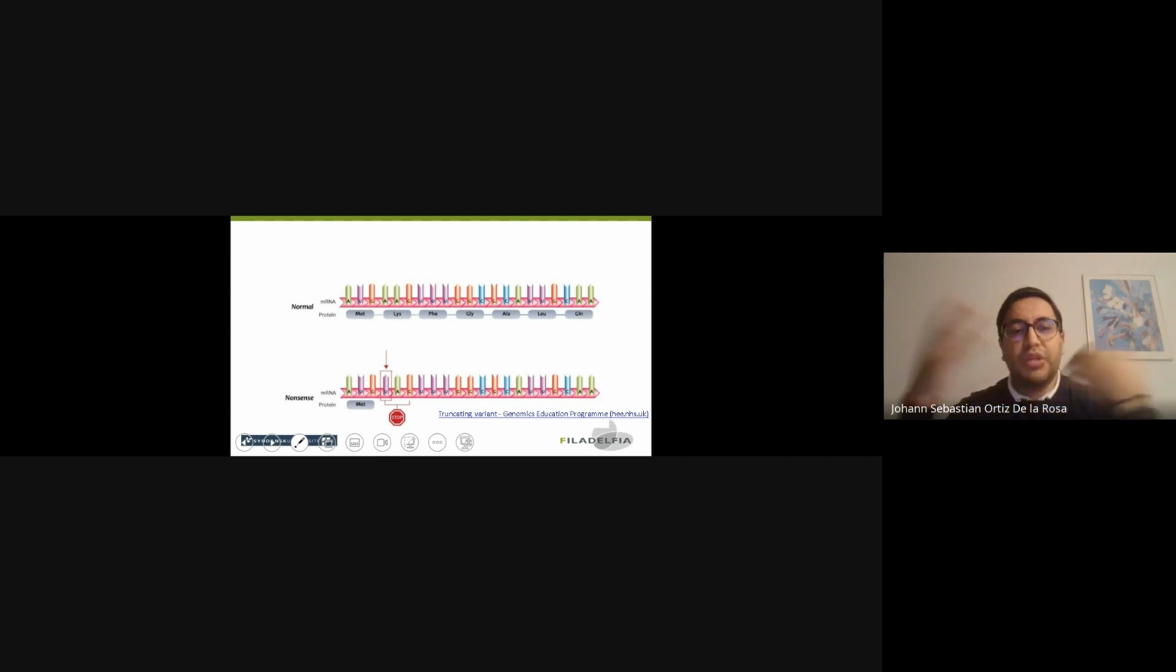Why? Because the protein is not there. Once the protein is not formed properly, the body will discard it. It's nonsense-mediated decay, what we call in this case. So this can help you to see on your child's report or your relative's report whether you have a deletion, an insertion, a frame shift, a truncating variant, and so on and so forth. This is the first step.